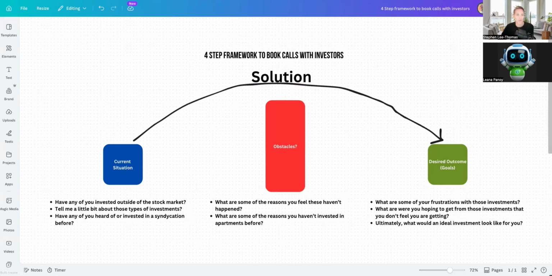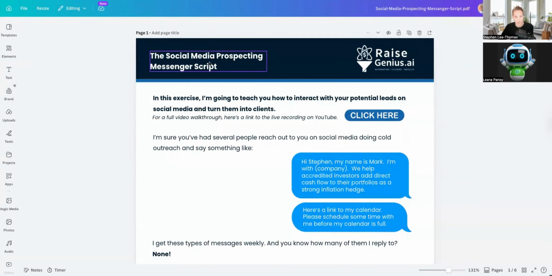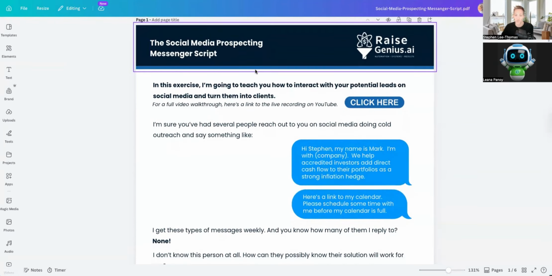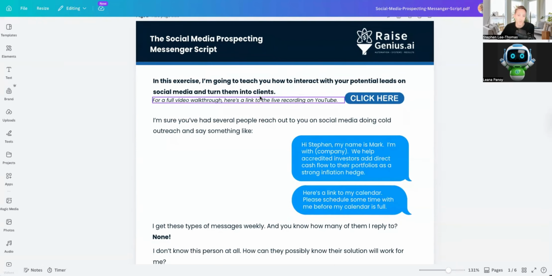Okay, so the next thing I'm going to do is show you what I call the social media prospecting messenger script, and this works. This can be a lot of work. This is something that you can do yourself. You can hire somebody to help you do this. But it works very well. If you frame it up the right way, it works very well. Okay. So let me just walk you through this.